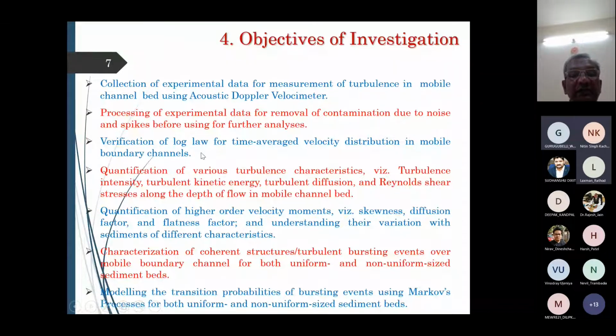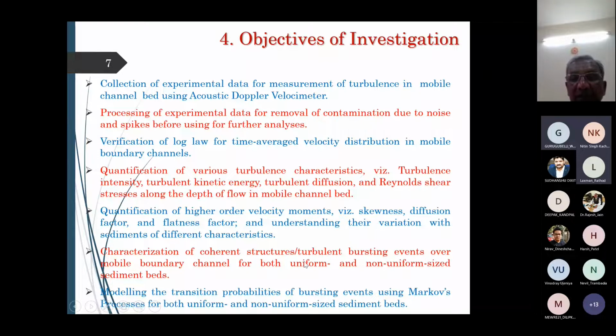You have to check whether the velocity data you have collected is related to fully developed flow or not. That part also you have to take care of. In fact, the data has to be collected in the fully developed flow condition only, right? Then quantification of various turbulence characteristics, that is turbulence intensity, turbulent kinetic energy, turbulent diffusion, and Reynolds shear stress along the depth of flow in mobile channel bed, right? Quantification of high order moments like skewness, diffusion factor, flatness factor, and understanding their variation with the sediments of different characteristics. That part also has to be described, right?